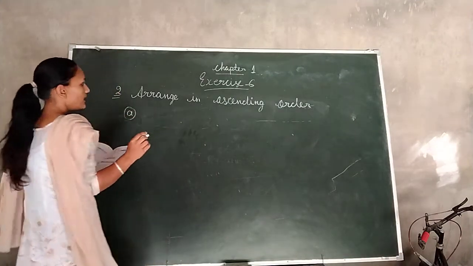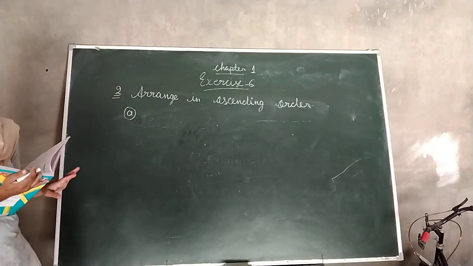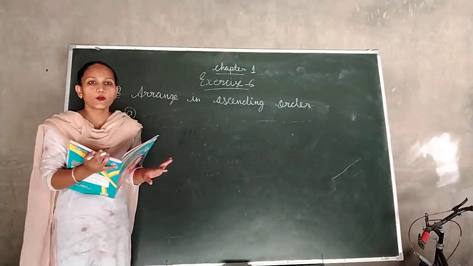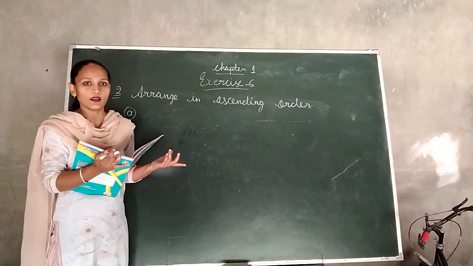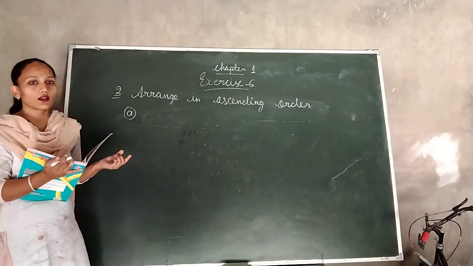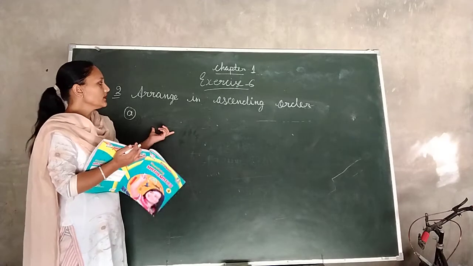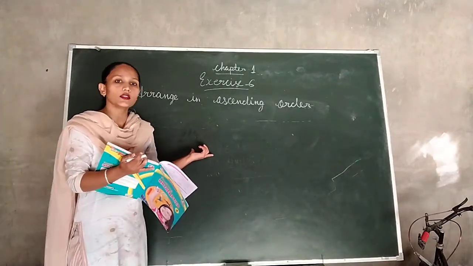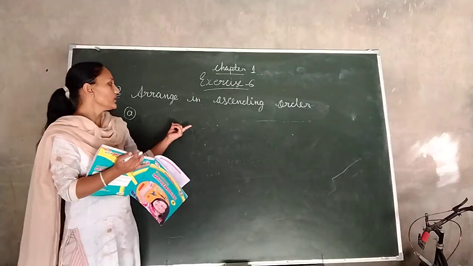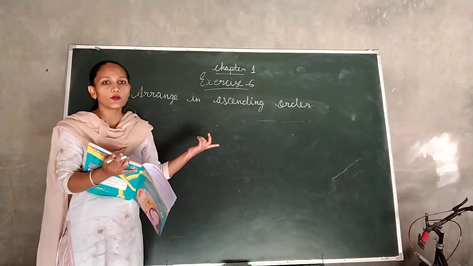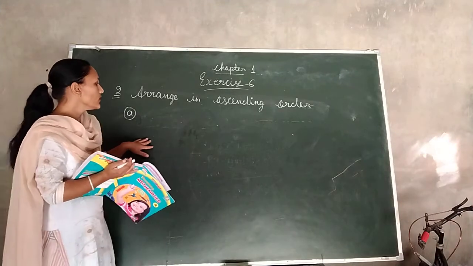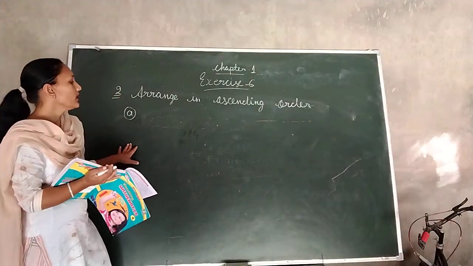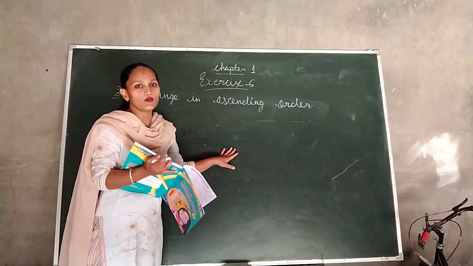The question is, we have given 4 numbers and we have to arrange these numbers in ascending order. What it means, first of all we will write the smallest number. Next we will write the smallest number among the remaining numbers. Next we will write the smallest number among the remaining numbers. Or we can say, first of all we will find the smallest number and after that we will go upwards.